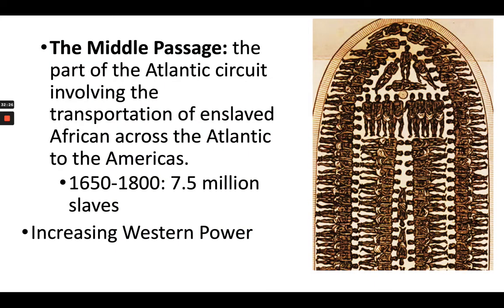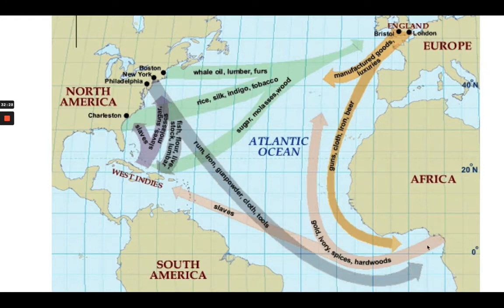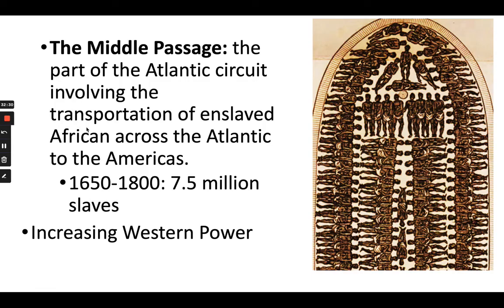So this part of the trade, slaves to the Americas, is known as the Middle Passage. It's the part of the Atlantic Circuit involving the transportation of enslaved Africans to the Americas. So between 1502 and 1850, about 12 million Africans will be shipped across the Atlantic. But the highest volume will be traded during the 18th century.